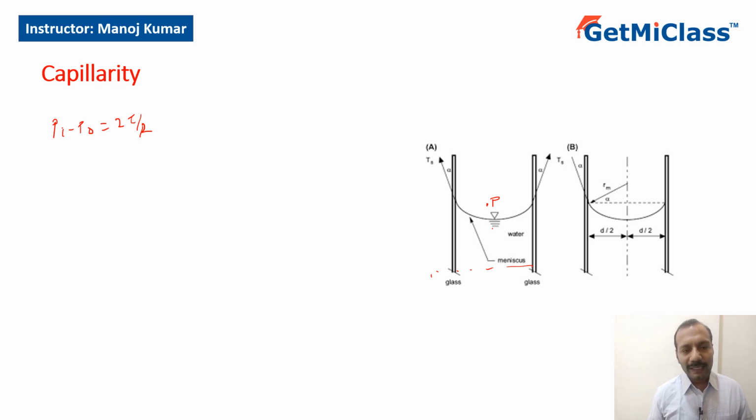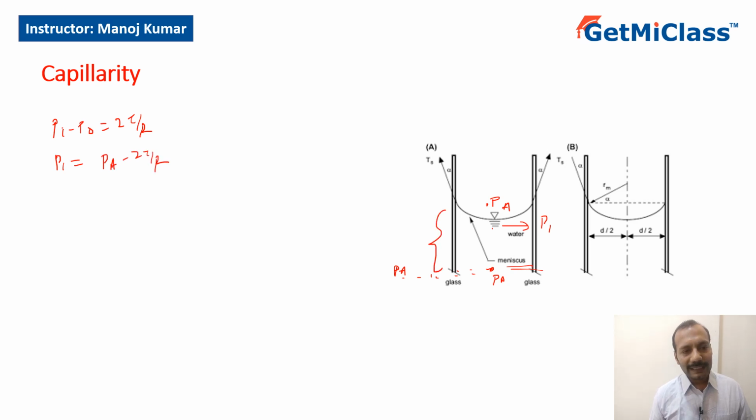Now if I use Pascal's law, here atmospheric pressure is there, and here also atmospheric pressure is there. At this point also the pressure should be atmospheric pressure, because pressure at the same level is always the same in a static liquid. So if this is atmospheric pressure and this has higher pressure than this one, which I'll call P1, then P1 would have lower pressure than atmospheric pressure. So P1 equals PA minus 2T by R.